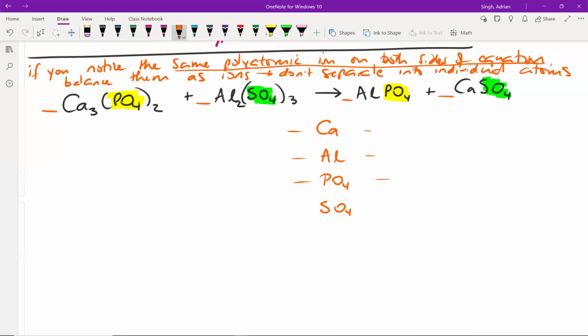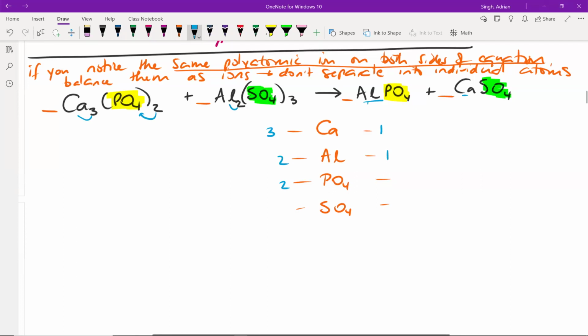So on the left side of the equation now, when I do my count, okay, I can see that there are 3 calciums. On the right side of the equation, there's 1. On the left side, I have 2 aluminums. On the right side of the equation, I have just 1 aluminum. On the left side of the equation, I have 2 phosphates. On the right side of the equation, I have just 1.